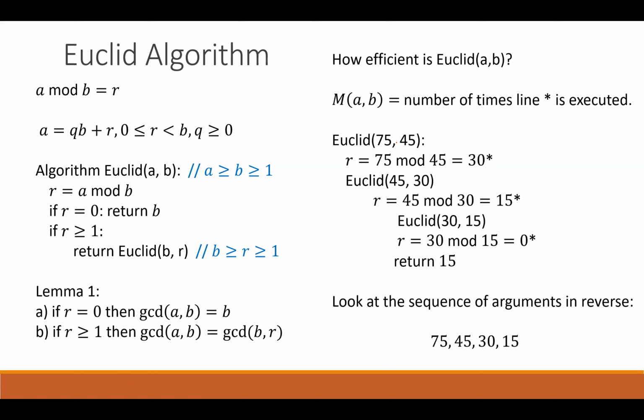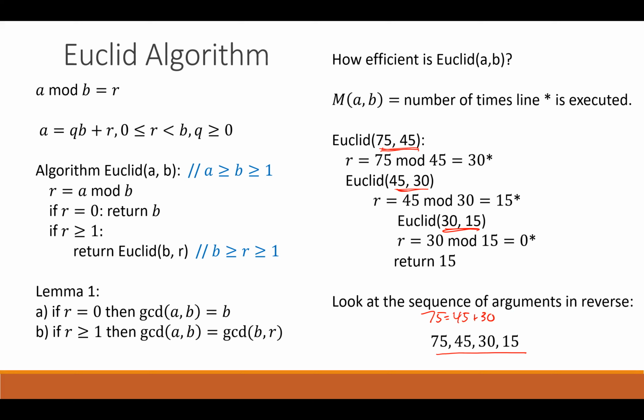So if I look at the sequence of calls to Euclid that are made, I have 75, 45 here, and then I have 45 and 30 here, and I have 30 and 15 here. If I write all those in sequence and get rid of the repeats, maybe you notice something about this. For instance, 45 is equal to 30 plus 15, and also 75 is equal to 45 plus 30.